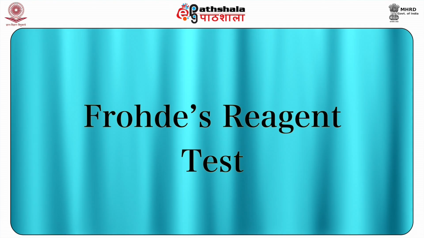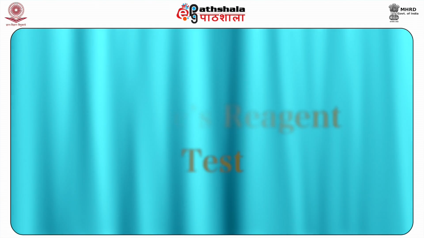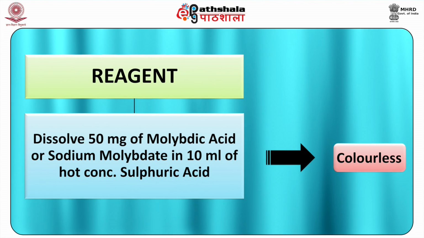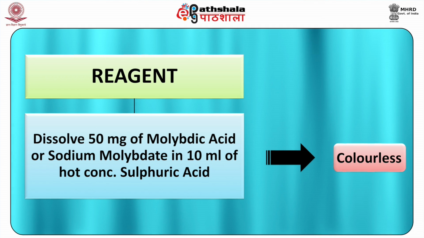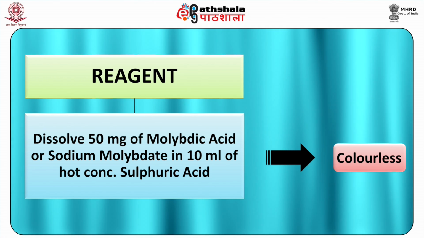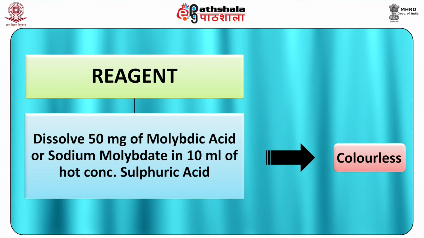Next is the Froehde's reagent test. For preparation of reagent, 50 mg of molybdic acid or sodium molybdate is dissolved in 10 ml of hot concentrated sulfuric acid. The resulting solution should be colorless. Appropriate amount of the suspected material or exhibit is taken on a spot plate and a few drops of Froehde's reagent are added to it. The appearance of brown color indicates the presence of mescaline.